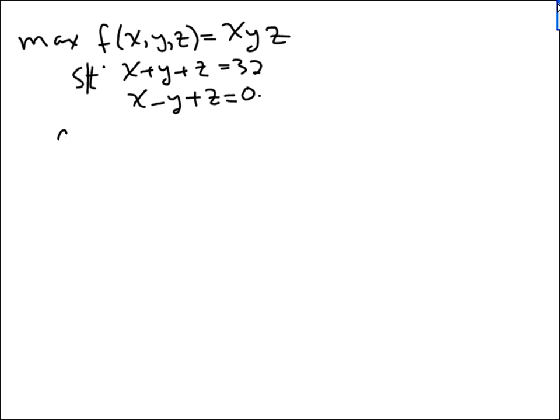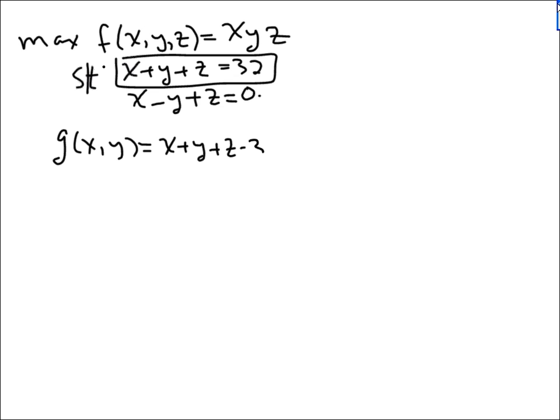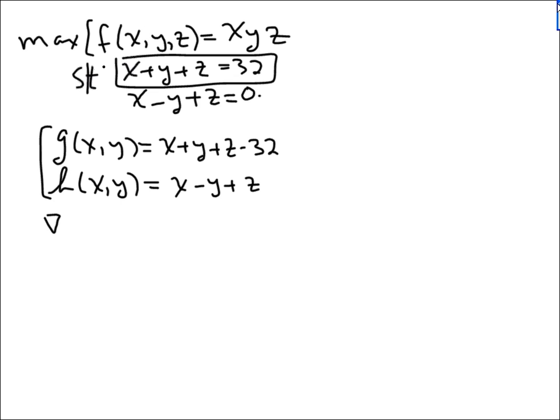So what you want to do is figure out what g of x, y, z is. Take the first constraint, get it equal to 0. It is take away 32 from both sides. The second constraint, we'll set it equal to 0, and we'll call that h of x, y, z. It already equals 0. So it's just x minus y plus z. And now we find the gradient of all 3 functions, these 2 and the one on the top.